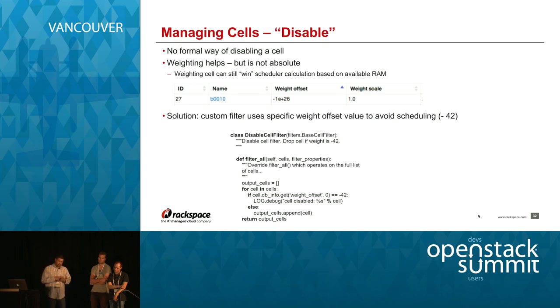The other big thing that I thought I'd bring up from sharing pain and agony is the concept of disabling a cell. It does not exist. You're either linked up or you're not, and when you're unlinked, there are a lot of problems for the existing instances that live there. The reason this is important to us is actually IP space.